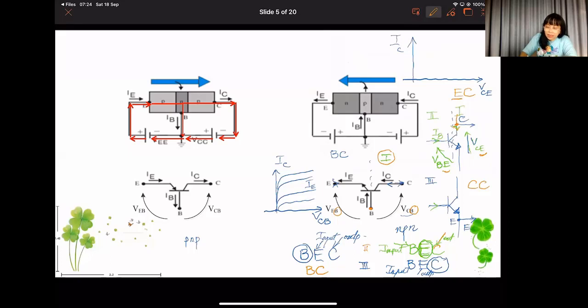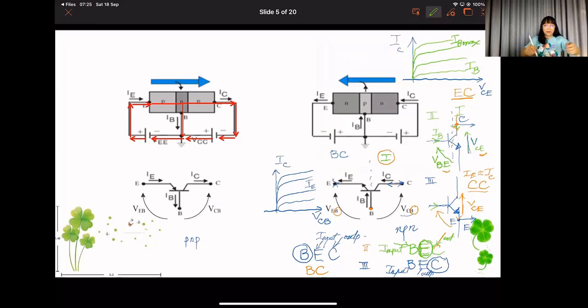And this common collector and common emitter have the same output. And here we have the current of emitter is nearly equal to the collector. That's why we use only one volt-ampere characteristic. Only one output. This is the current of base.